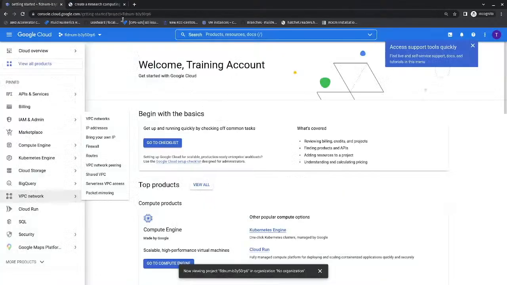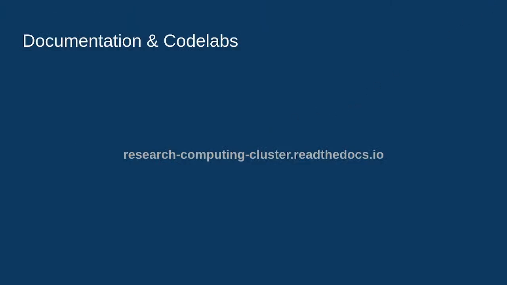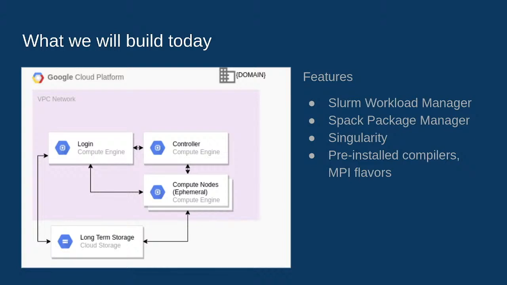All right. Let me go back to the slides here just to cover some basics and tell you a little bit about what we're building today, what you'll learn how to do. This is the basic architecture you're going to be learning how to deploy today with Terraform infrastructure as code on Google Cloud. You'll have a login node that you'll use to access an auto-scaling cluster that has the Slurm workload manager installed on a controller instance.